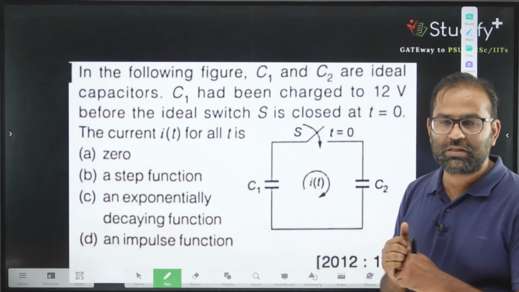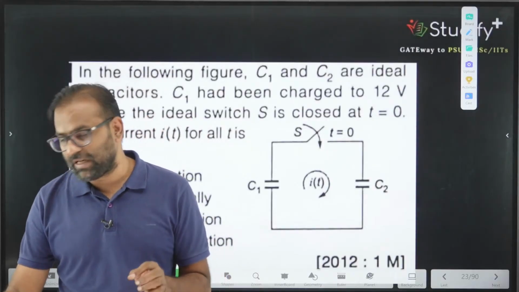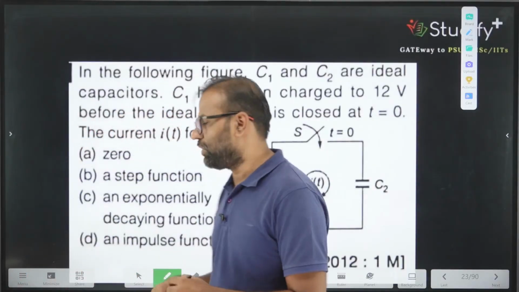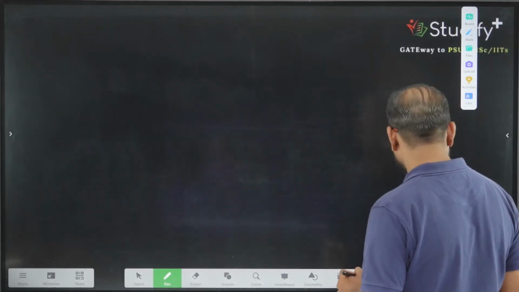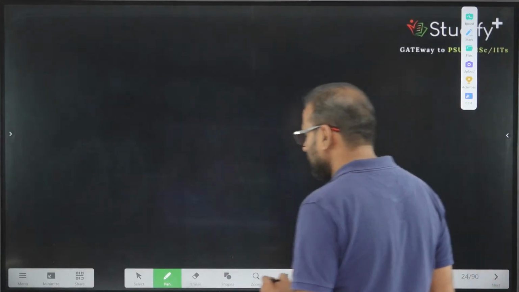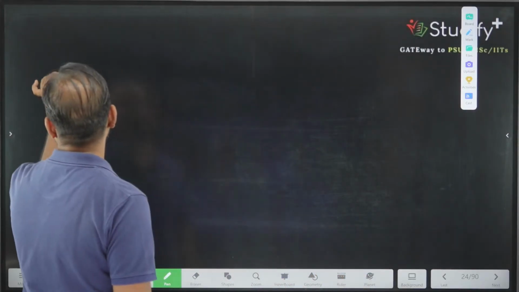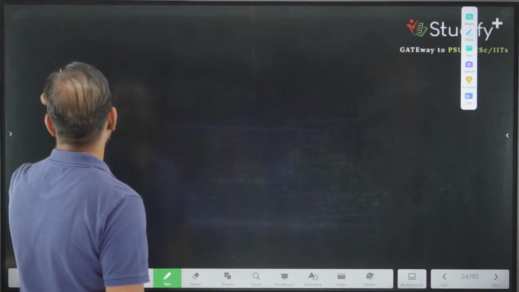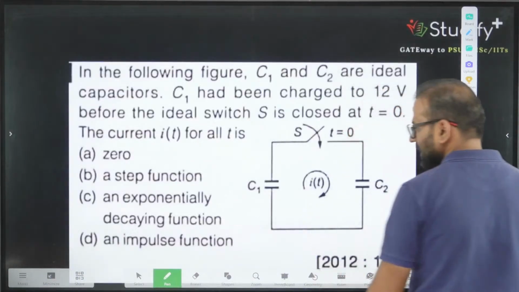So how to do this? First we are having the circuit. So how to solve this circuit? First take the Laplace transform of the whole circuit. So can I say the circuit for t greater than or equal to 0 will look like this? How will it look? It will look like this.